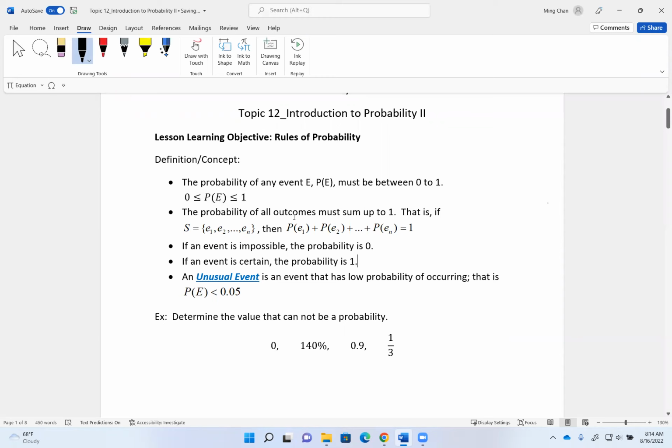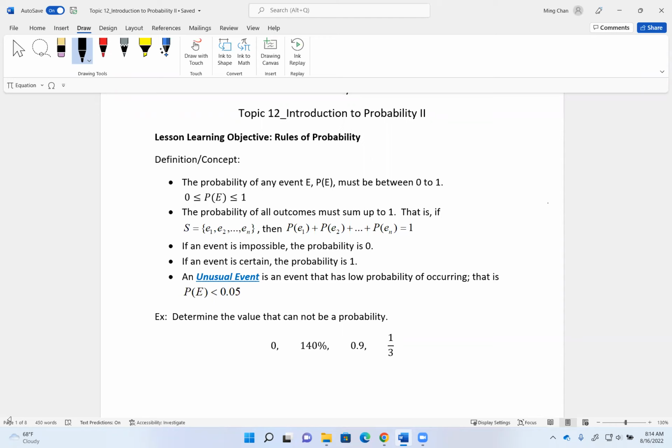The probability of all the outcomes must sum up to 1, which is 100%. We kind of know that from when we introduced the cumulative relative frequency. Let me see if I can find when we went over it. I think it's in topic number 5.